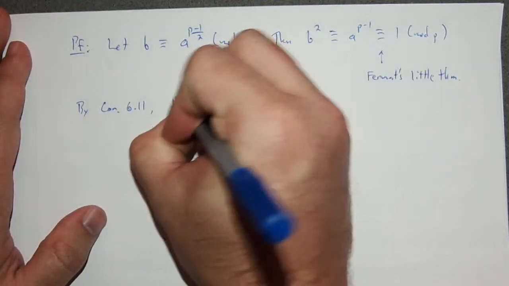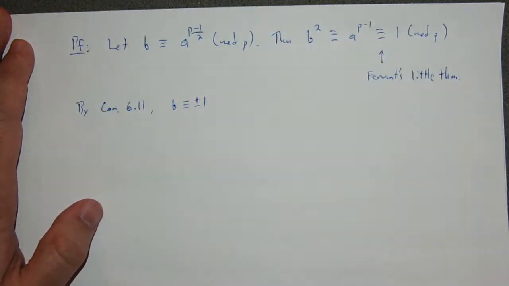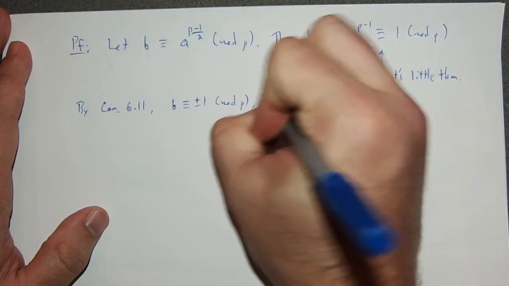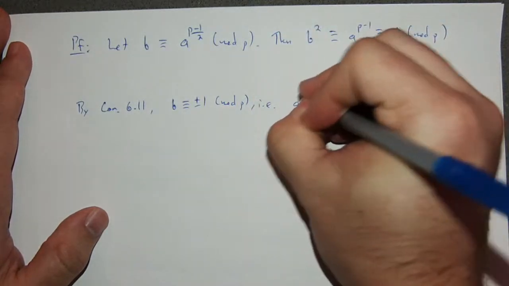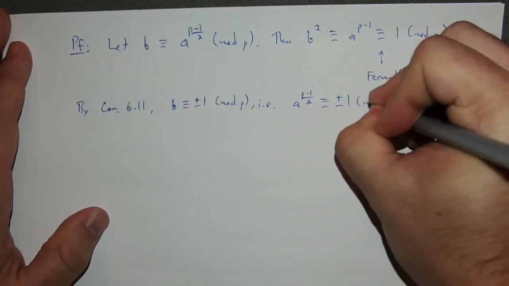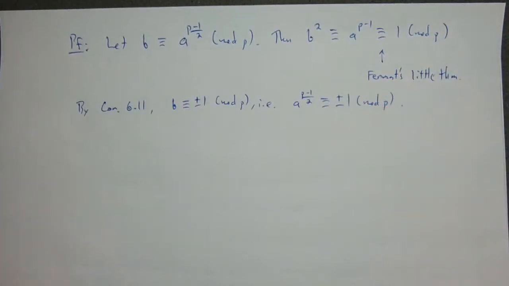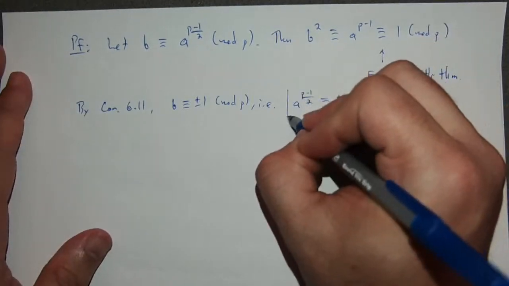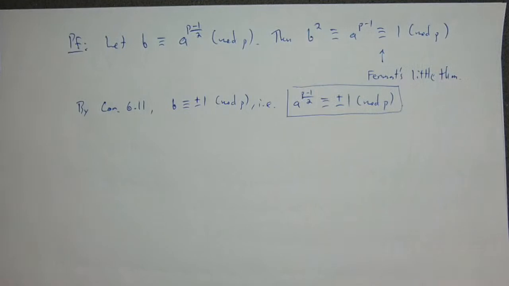B must be congruent to plus or minus 1 mod p, i.e. a to the p minus 1 over 2 is congruent to plus or minus 1 mod p. So that takes care of this bit: regardless of what goes on, this is always the case. If p is an odd prime and a is not congruent to 0 mod p, then a to the p minus 1 over 2 is always congruent to either plus or minus 1 mod p.